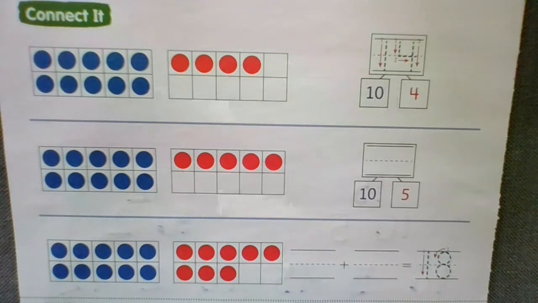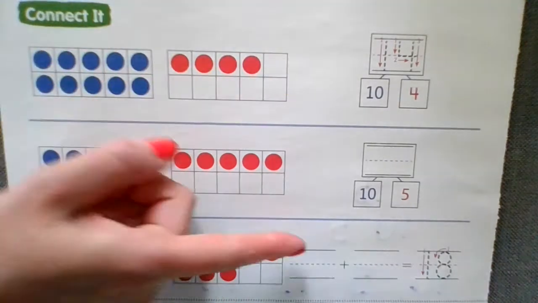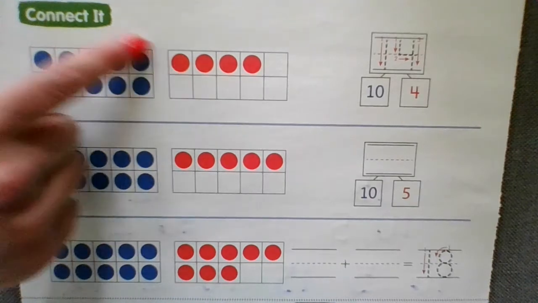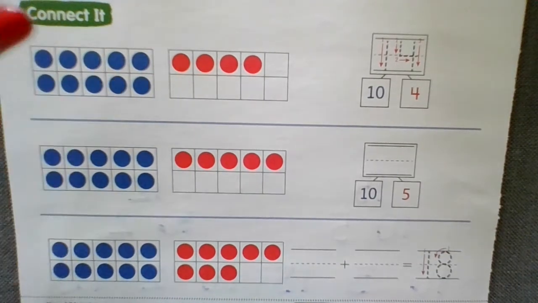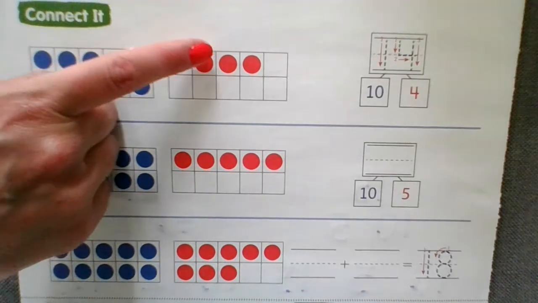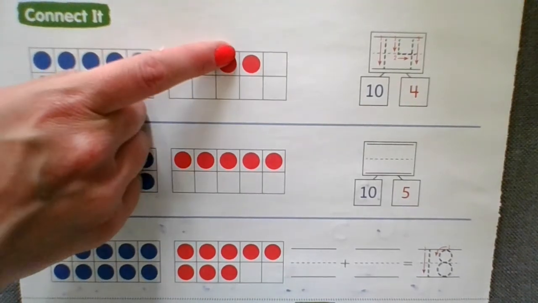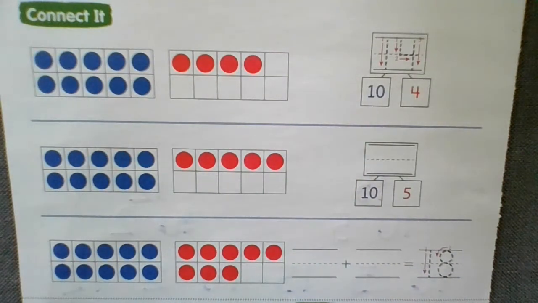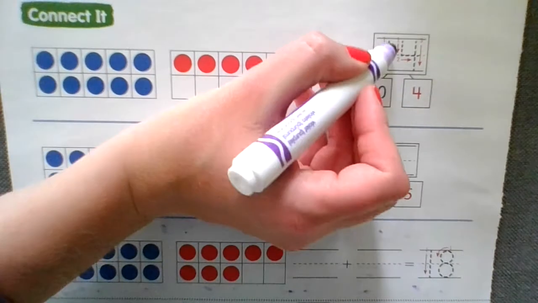All right, on this side of our math page, we're going to use our 10 frames and our number bonds and an equation down below. So let's take a look at our 10 frames. So we know if a 10 frame is full, like we said before, it is 10. So say 10 with me. 10, and let's count on. 11, 12, 13, 14. So they did this one for you. All you need to do is trace your number 14.